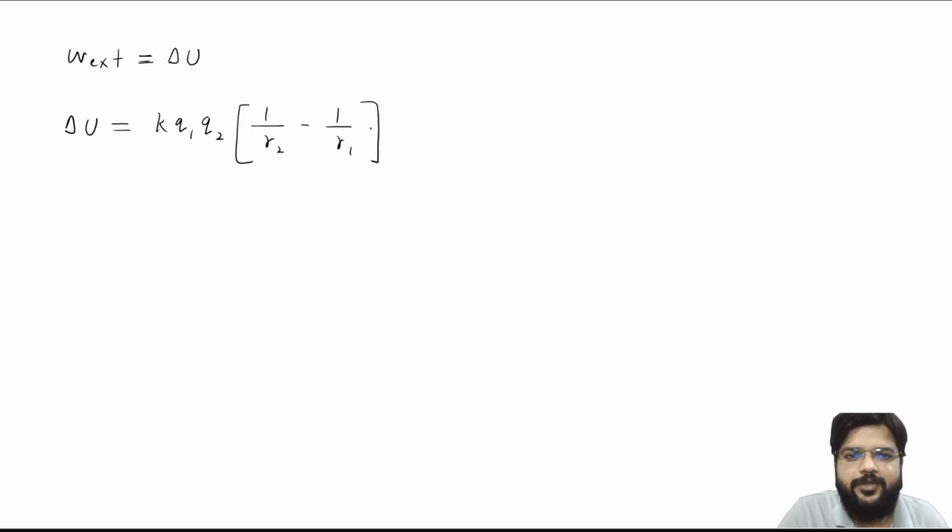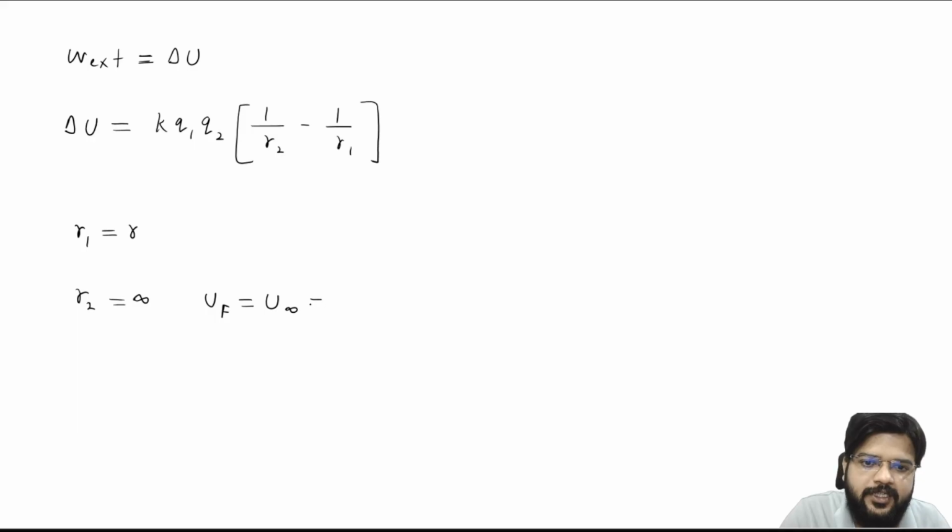Now take some conditions, everyone. So I am taking R1 as R, everyone, and R2 I am considering infinite. Correct? R2 is equal to infinite, everyone. So here this R2 is what? It is the final position, and it is infinite also, or we can say that it is U2 also. So U2 I am considering as U infinite and this is the final position. So at infinite, potential energy is what? It is zero, everyone.